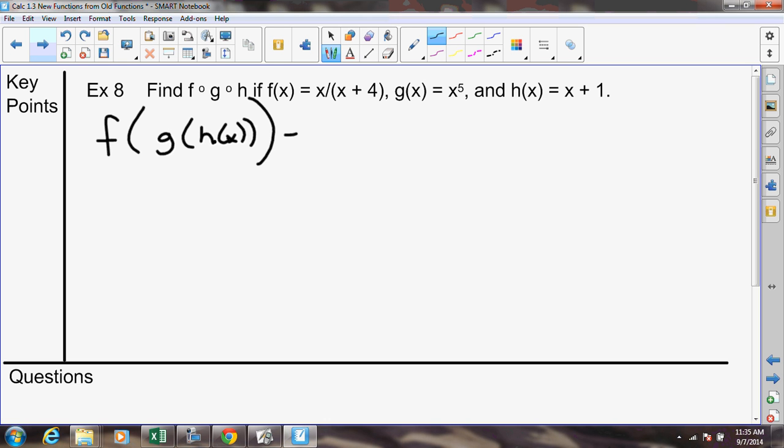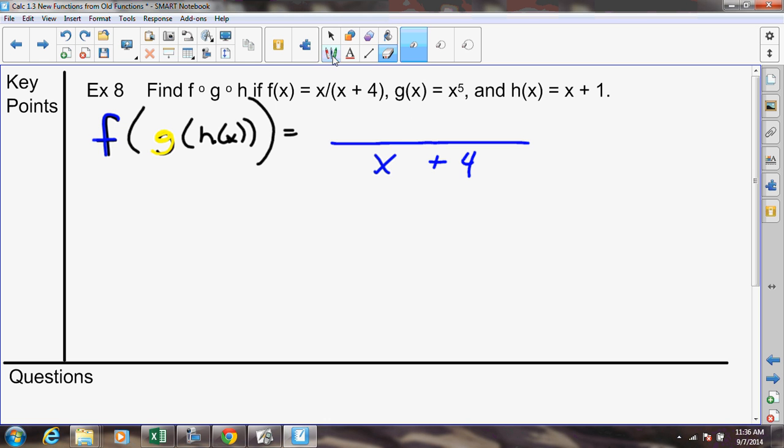We can do this by starting on the outside. The function f, just write it down: x over x plus 4. Moving inward, we now have g. Everywhere that we have the x written, it needs to be erased and replaced with x to the 5th. So this x is erased, and we'll plug in x to the 5th. The other x is erased and replaced with x to the 5th.